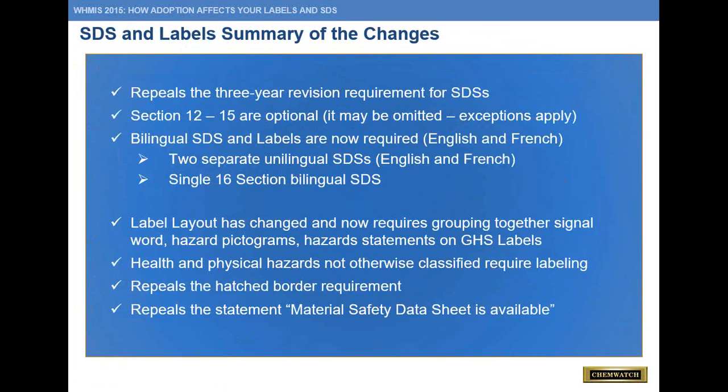Hazards and physical hazards not otherwise classified now do require labeling. It has to be on your label, right? Because that'll be under hazard statements. It repeals the hatched border requirement, and repeals the statement that the material safety data sheet is available.